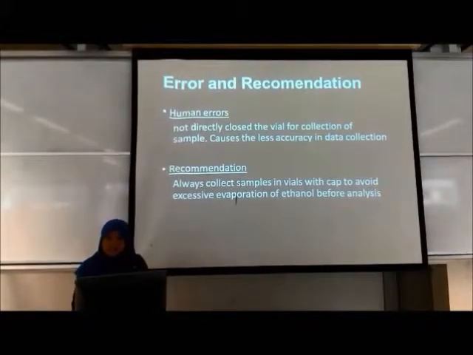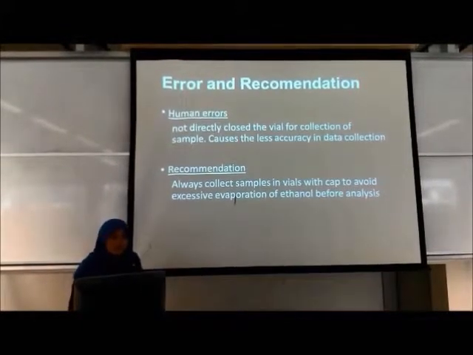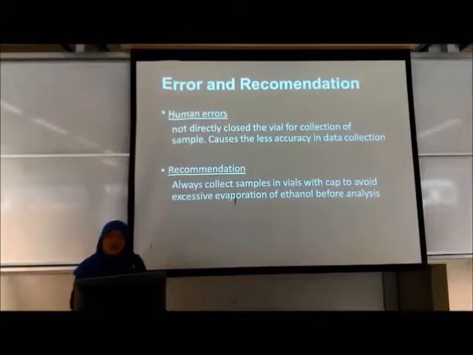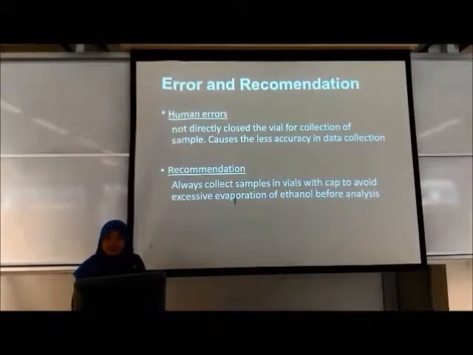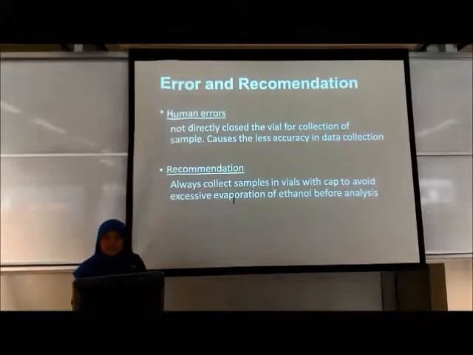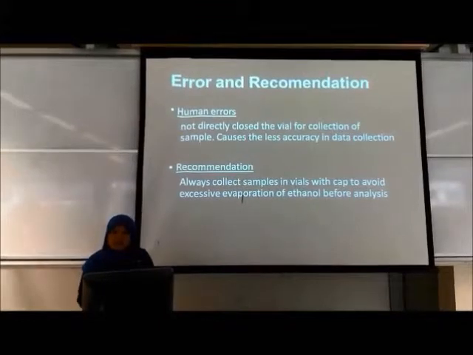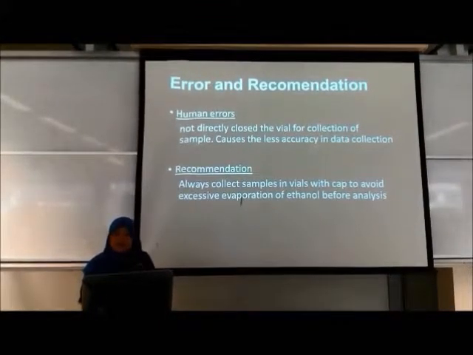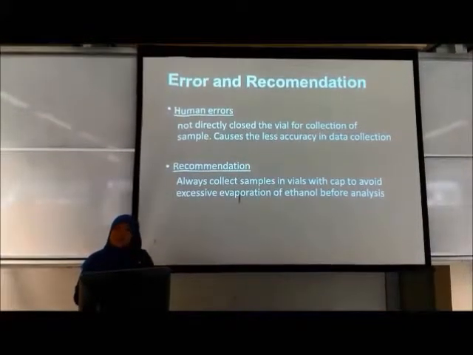But from the experiment, we know that there is some error, which is human error and the stability of the system. The human error is because we did not directly close the flask, so there was excessive evaporation of the ethanol. And the stability of the column causes the excess heat to be removed from the system, so that we will have a constant temperature.